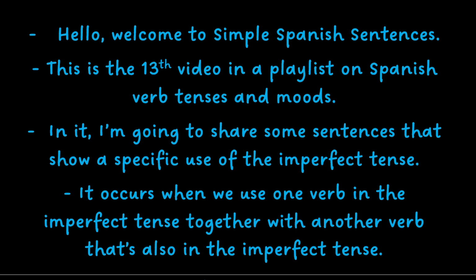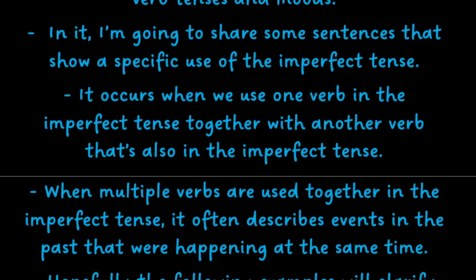This is the 13th video in the playlist on Spanish verb tenses and moods. In it, I'm going to share some sentences that show a specific use of the imperfect tense. It occurs when one verb in the imperfect tense is used together with another verb that's also in the imperfect tense. When multiple verbs are used together in the imperfect tense, it often describes events in the past that were happening at the same time.